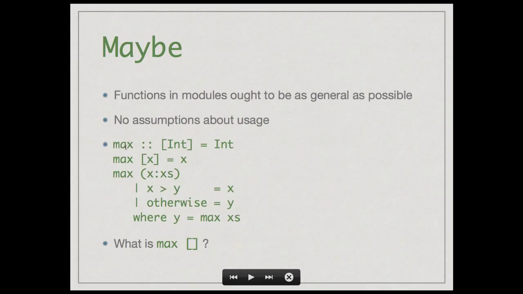Consider the function max, which tries to find the maximum of a list of integers. max is a function from list of Int to Int. So max of the singleton list [x] is just x. max of (x : xs) is x if x is greater than y. Otherwise it's equal to y, where y is nothing but max of xs.